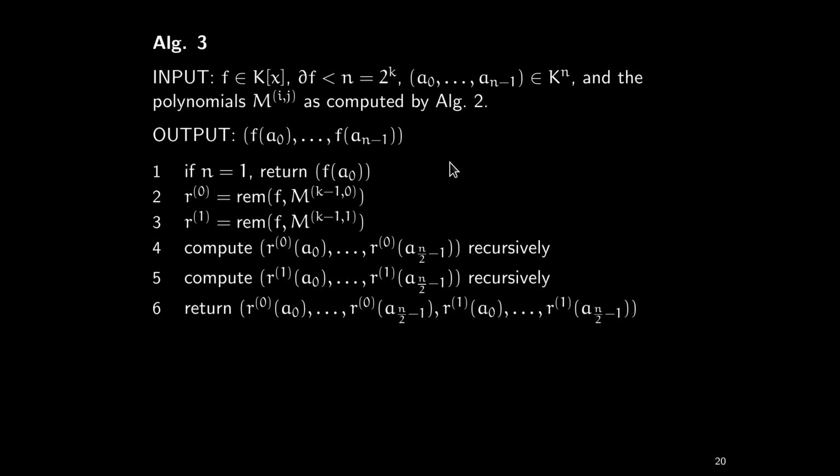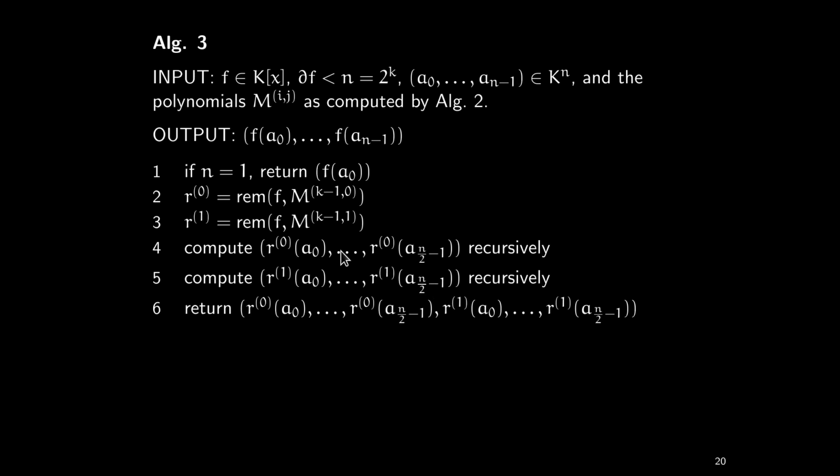And that's what I'm not doing here. Sorry for this. So here, this is correct. Here I'm taking the first half of the evaluation points, and here this is a typo. I should take the second half of the evaluation points. So here this should be a of n half all the way up to a of n minus 1 when I evaluate the second polynomial at the second half of the evaluation points.